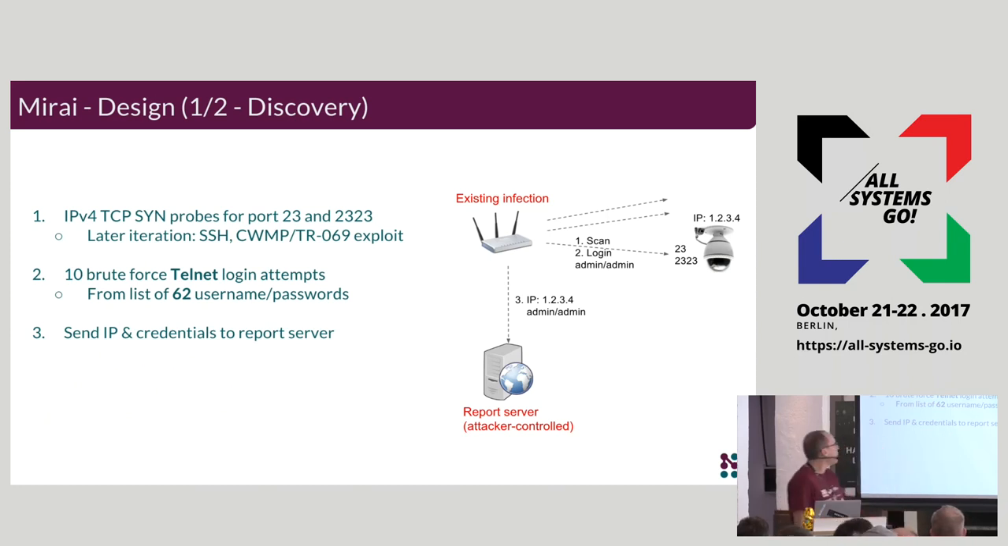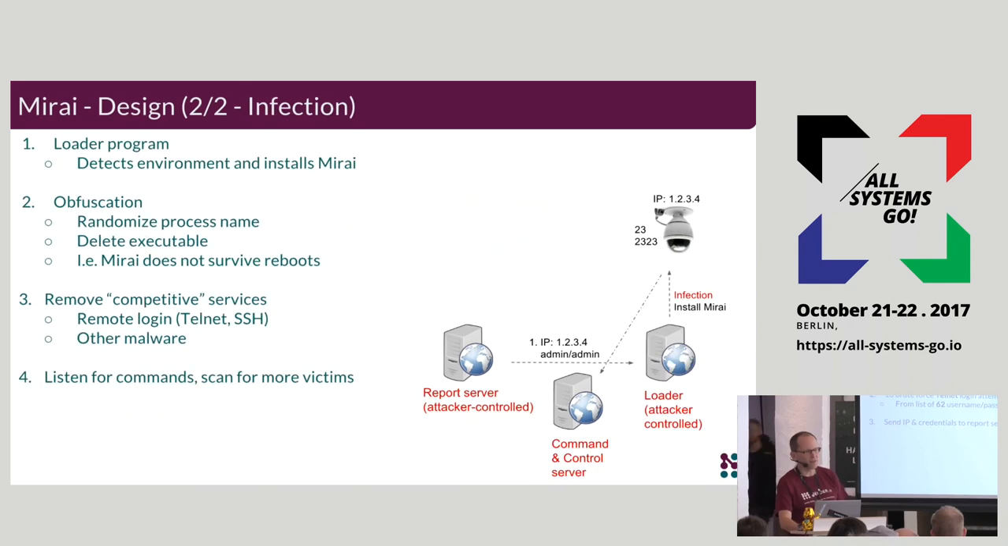Once they identify a vulnerable device that they're able to log into, that device information is reported to the report server, which is basically just a database of all these vulnerable devices that are out there on the network. At that point, that's effectively the botnet. That's just the initial scan, connect, and enumerate the devices that are available. And then we move into what happens next.